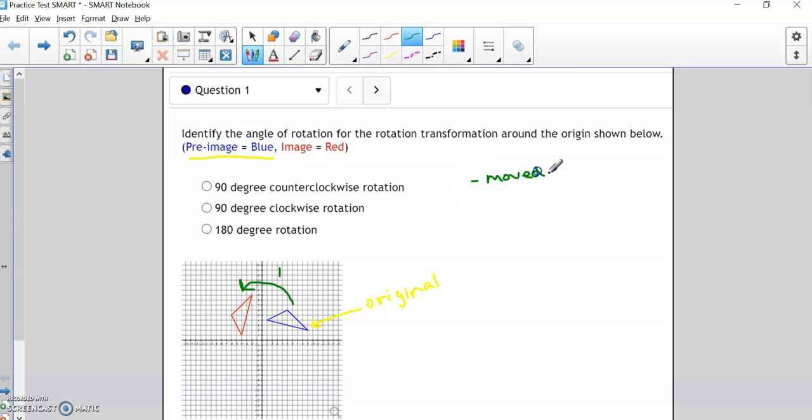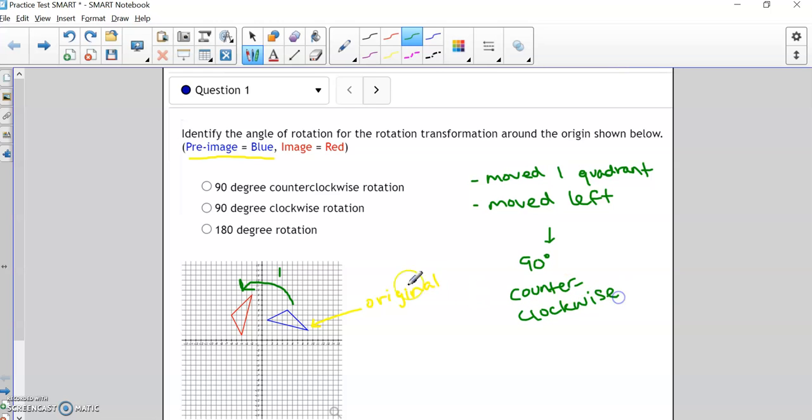we moved one quadrant and moved to the left. Okay, that means that we rotated 90 degrees and we moved counterclockwise. All right, so then you would know for this one, it would be this. Oops, sorry. This one. Alrighty.